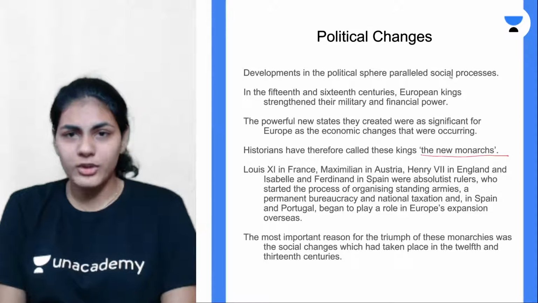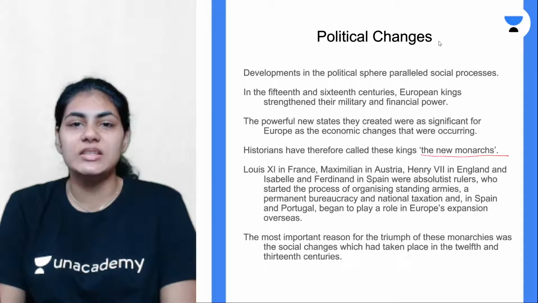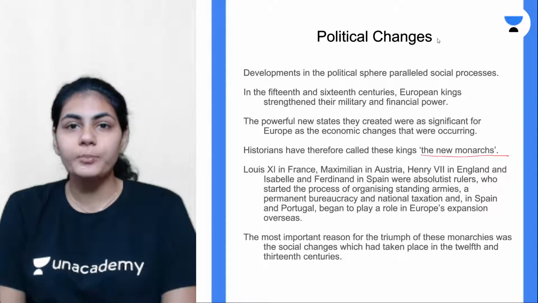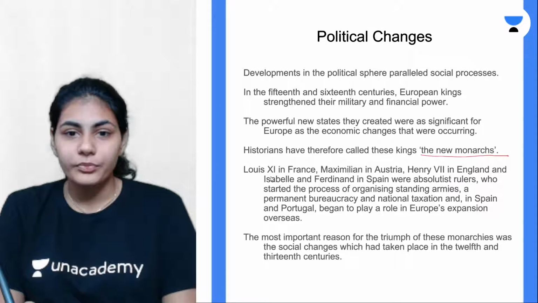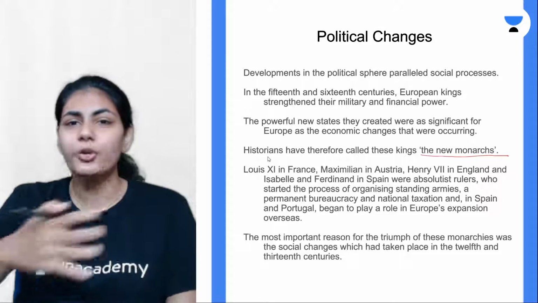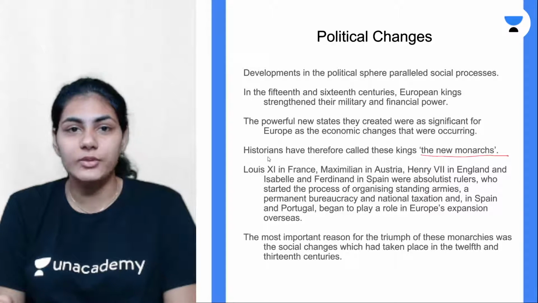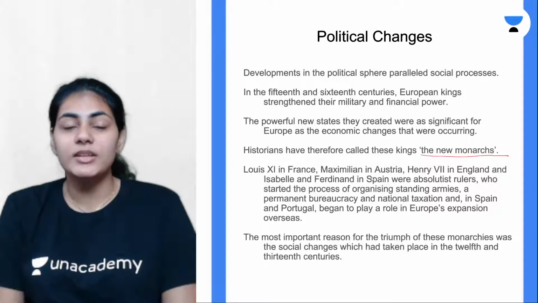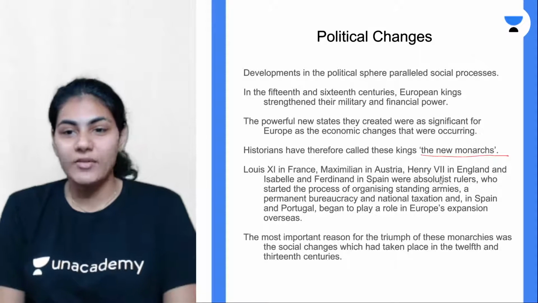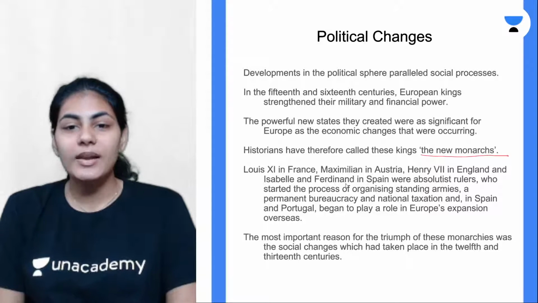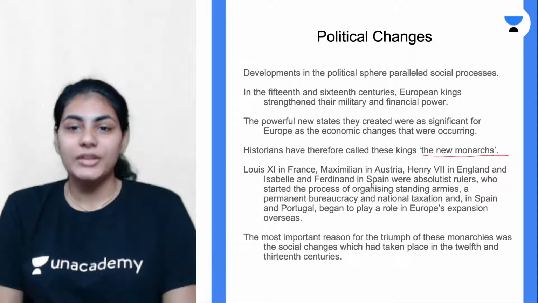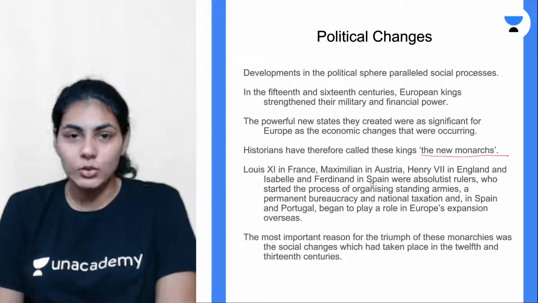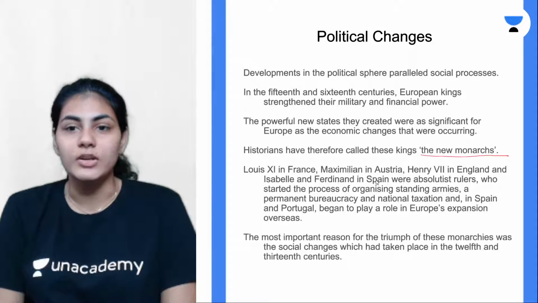So examples of who they were, right? In those times, in the 15th, 16th centuries, some of the important kings of Europe who are referred to as the new monarchs are, number one, Louis XI in France. Louis XVI, Louis XIV, we know all of them, but Louis XI was ruling in France in the 15th, 16th centuries. And then there's Maximilian in Austria, Henry VII in England, and Isabel and Ferdinand in Spain. All of these were important rulers in Europe during that time, and all of these were absolutist rulers, very great, powerful rulers.